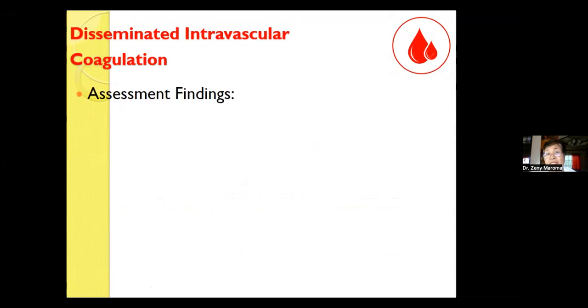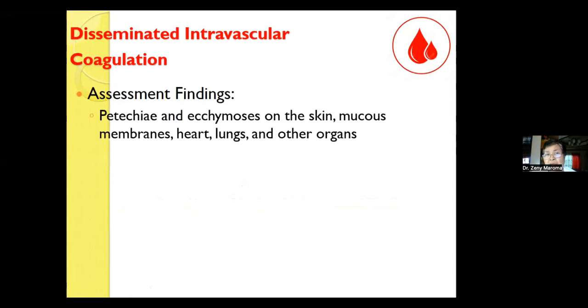Okay, so assessment findings. Ayan nga, petechial rash, ecchymosis on the skin, on the mucous membrane, on the heart, lungs, and other organs.